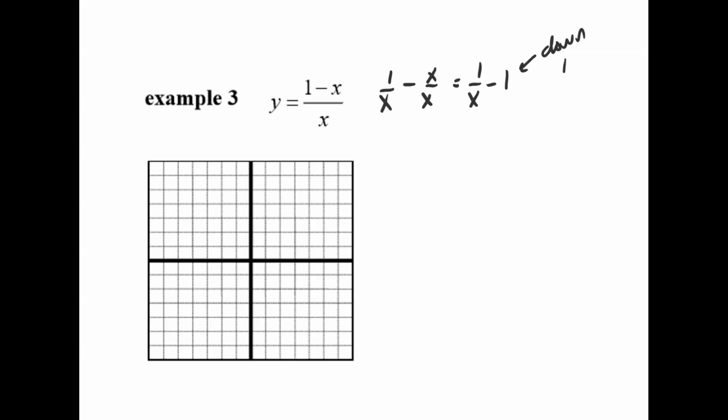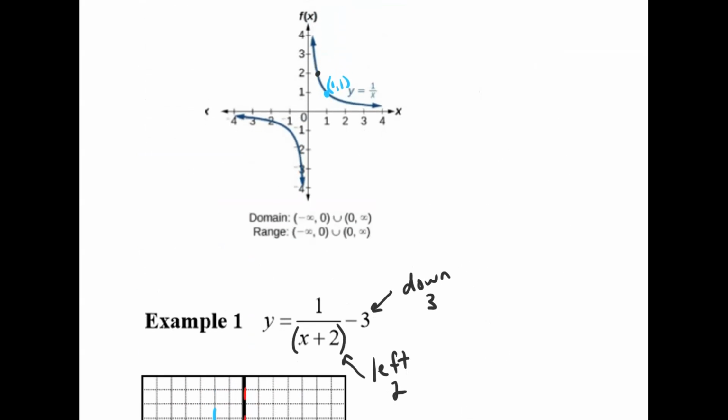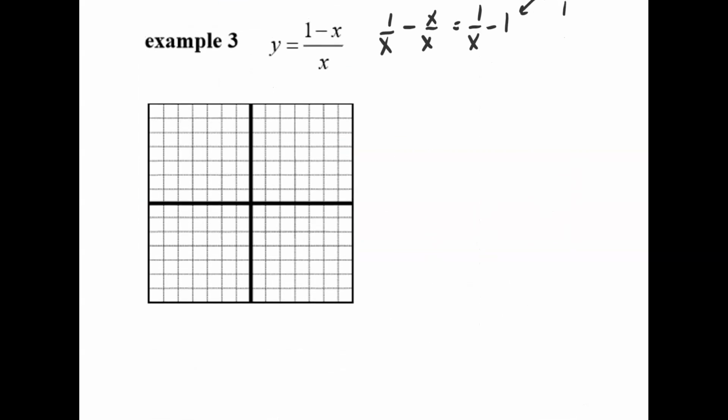Okay, so for a problem like this, once you can see it as a transformation of that parent function 1 over x, it becomes much easier. All this is doing is moving that parent function down 1. So this is the reciprocal function, this one right here, just being moved down 1. So we want to move the intersection of the asymptotes down to here, and then just fill in the pieces. It's much easier when there's no stretching involved, and I'm going to let you guys try this one, and then I'll just show you what it looks like.